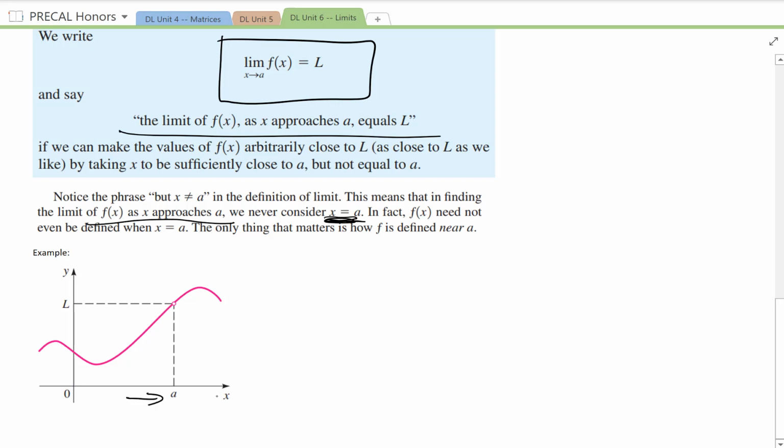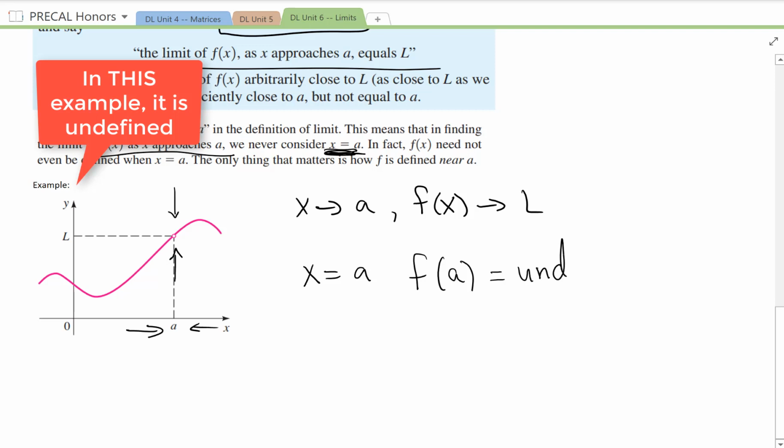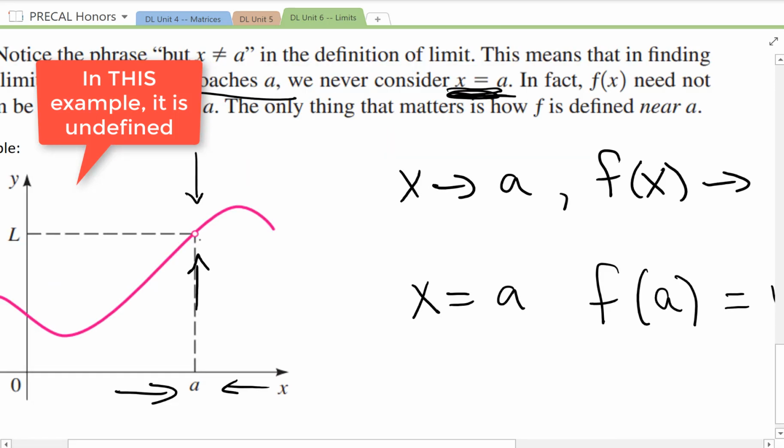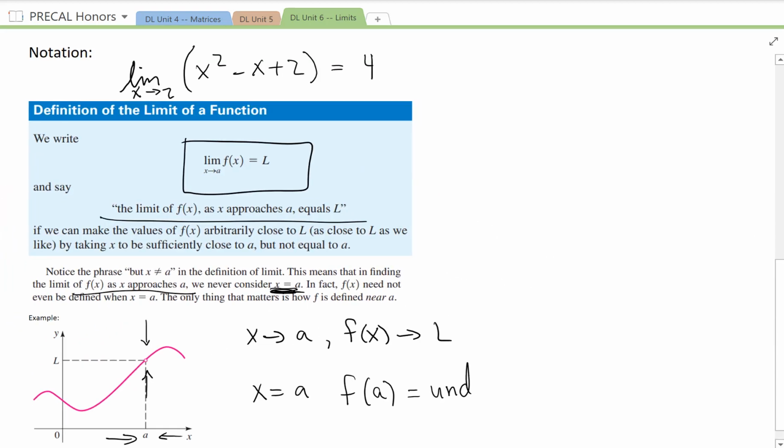Okay? Here's an example. As you're getting closer and closer to a, what is f of x approaching? It's approaching L. So as x gets closer to a, so as x approaches a, f of x approaches the limit L. But if x is equal to a, f of a, that's undefined. See, you've got a hole here. Undefined. So even if the value is undefined, there can still be a limit.